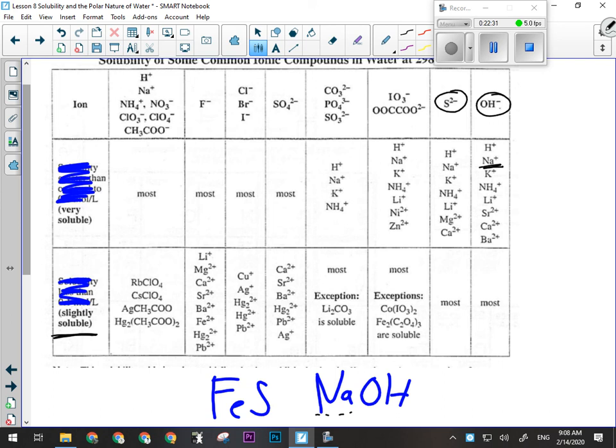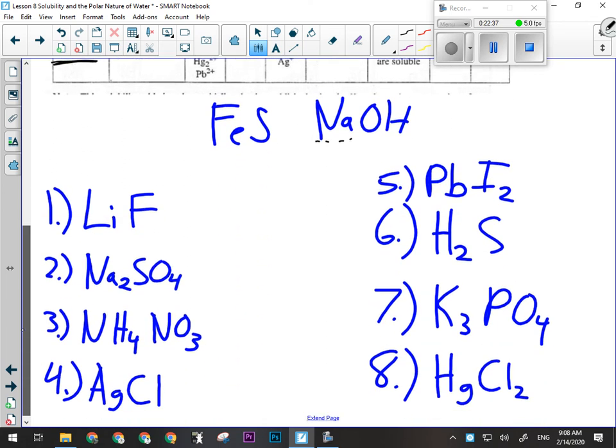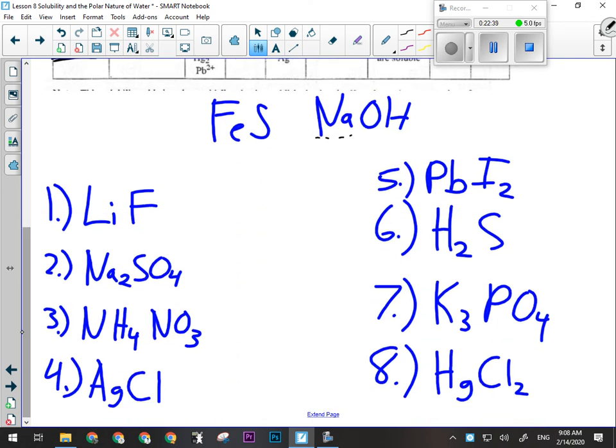It's not rocket science. So here's what I want you to do. Using your solubility chart, I want you to write S for soluble or N for not soluble next to these things, based on whether they are soluble or not. I'll give you a couple minutes on that and then we'll walk through it.